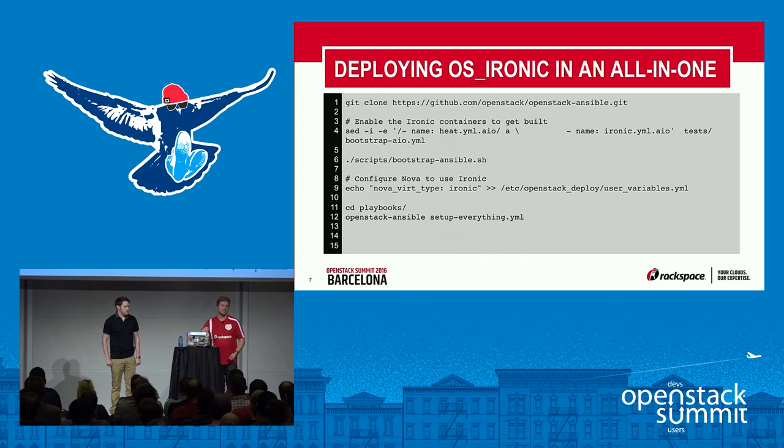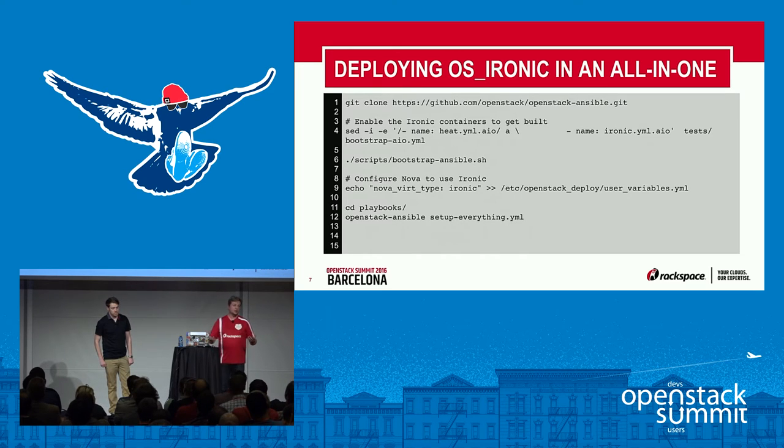So really, it is as simple as cloning the Git repository for OpenStack Ansible. Then I've got a very nasty sed command line there on line 4. But all that's doing is adding in the ironic.yaml.aio file to the bootstrap aio.yaml file. And that's just going to enable the creation of some LXC containers for the Ironic software to run in. After we do that, we just bootstrap Ansible.